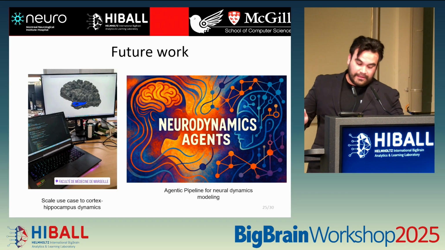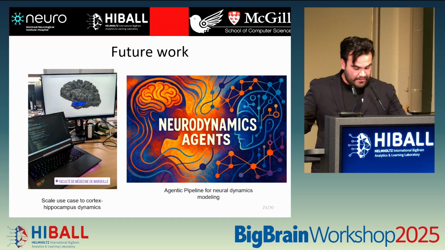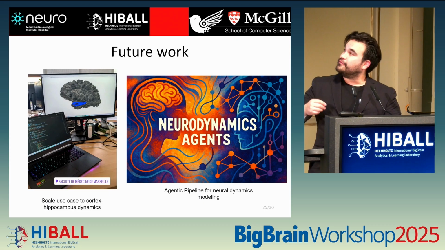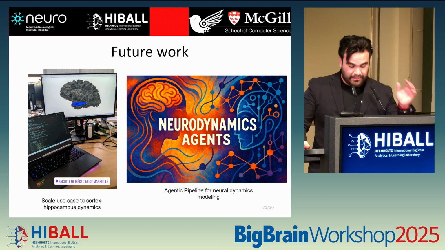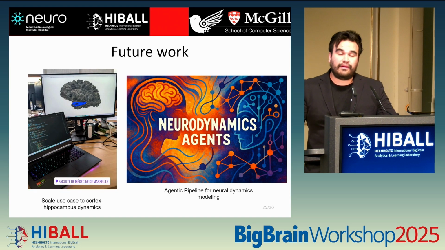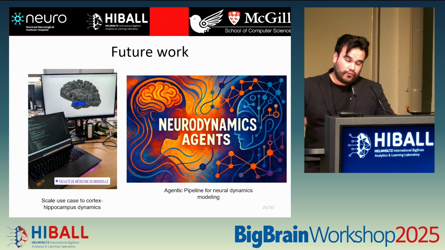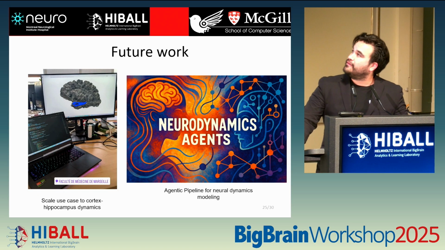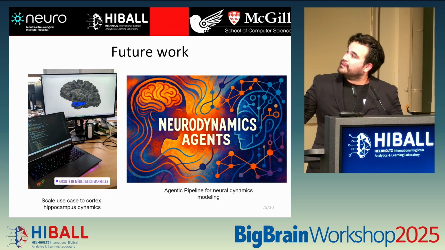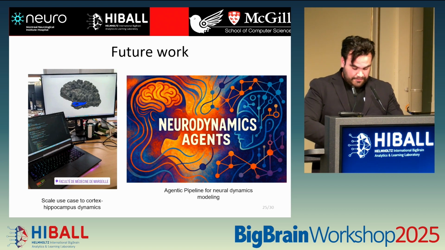For future work, as I said, we are aiming to have a scalable framework. So we are working on scaling the current framework from the hippocampus to the hippocampus with the right hemisphere cortex mesh, all coming from the BigBrain. And we're also developing a neurodynamics agents pipeline where we are giving the tools to a LangChain agent to be able to run all of this with a prompt, to automate different regions, different scales, to automate this whole process.